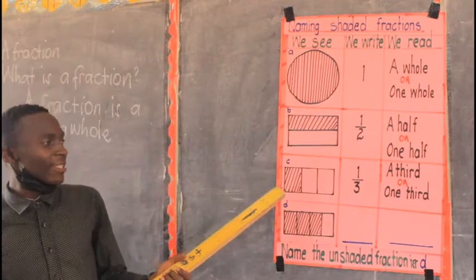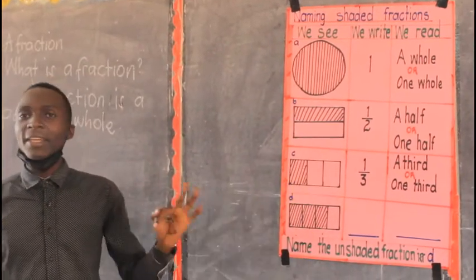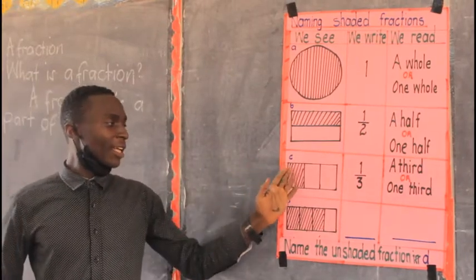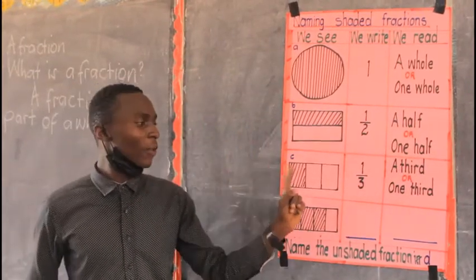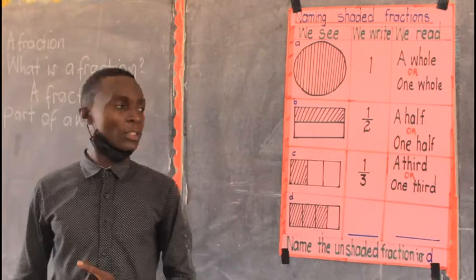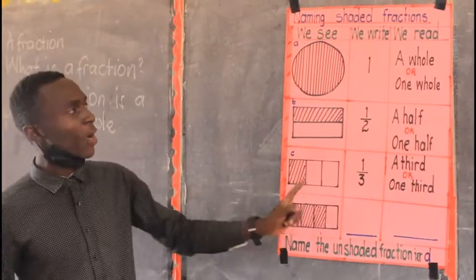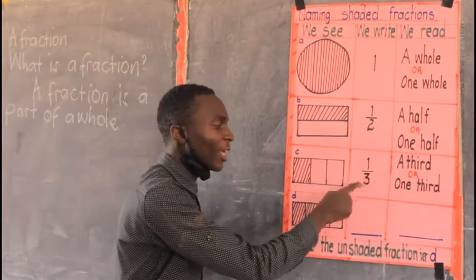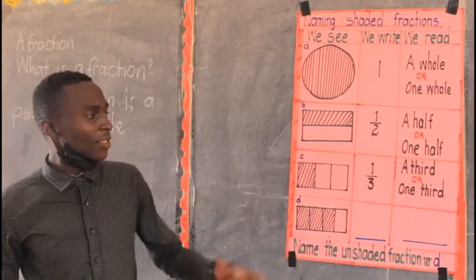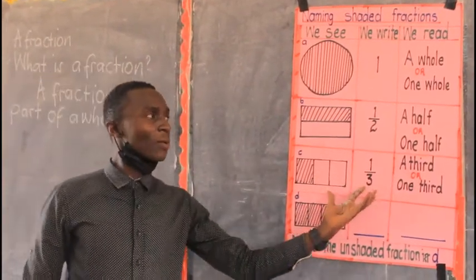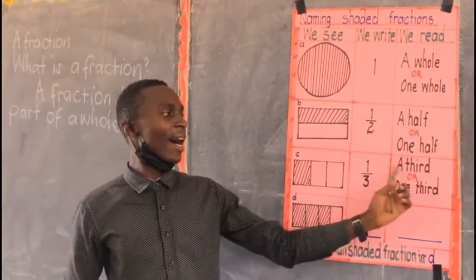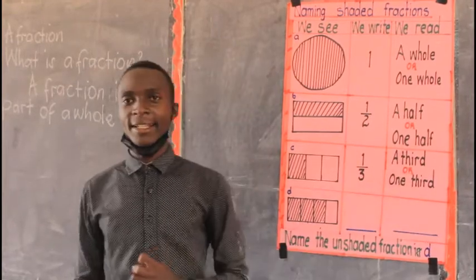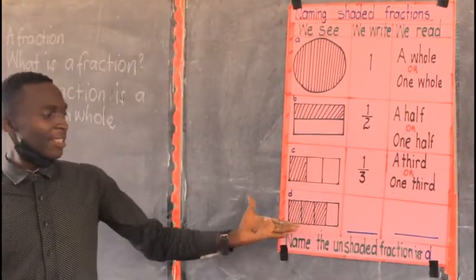Yes, we go to part C, and that part C has 3 equal parts. They shaded only 1 part out of 3 equal parts. So we are going to write 1 out of the 3 parts. How do we read this one? We read it as a third, or 1/3.